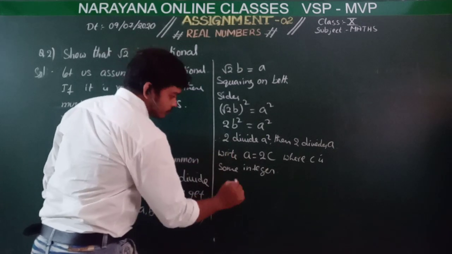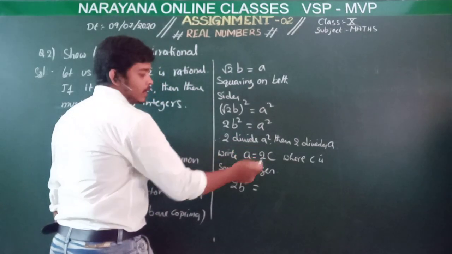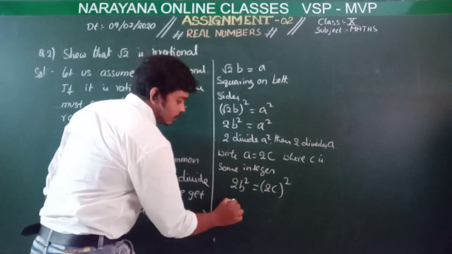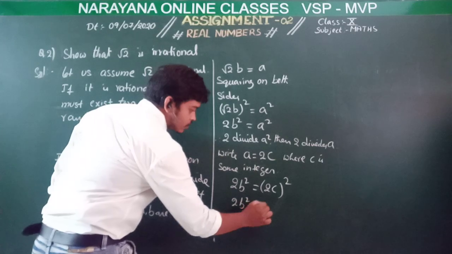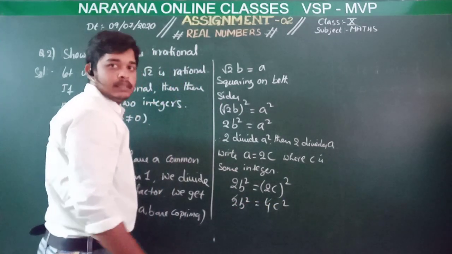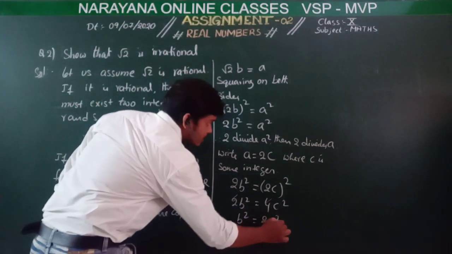See children, in place of a, I am substituting 2c whole squared. Then 2b squared is equal to 4 into c squared, and 2 gets cancelled. Then what is remaining? b squared is equal to 2c squared.